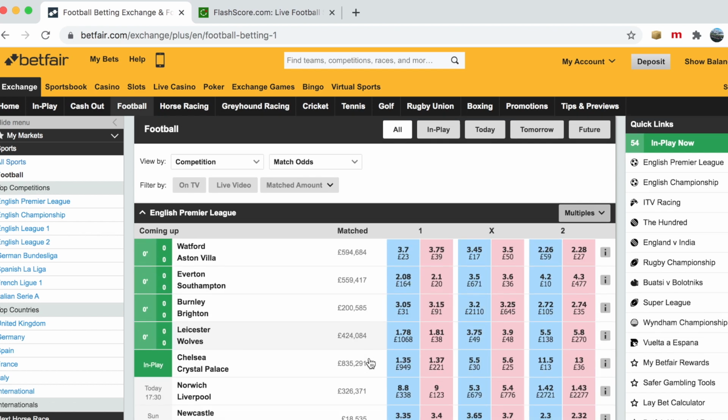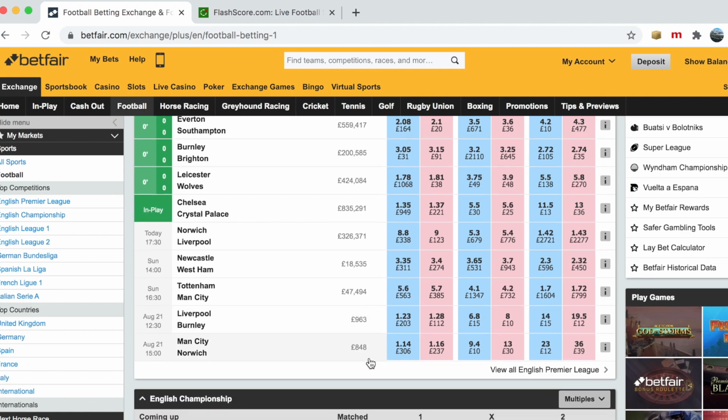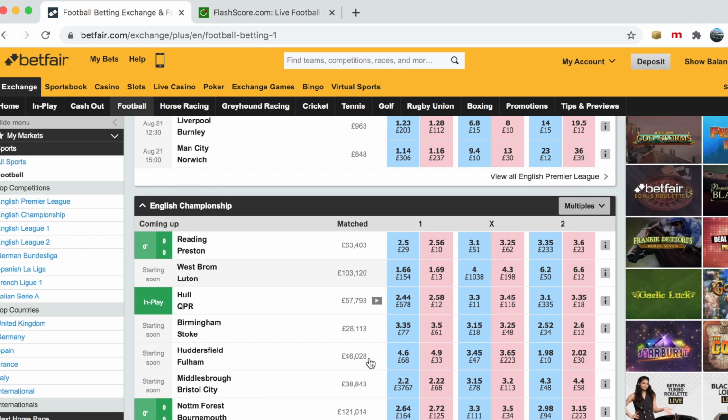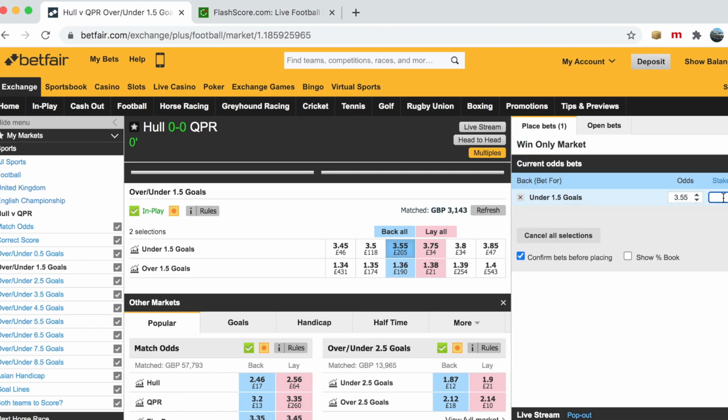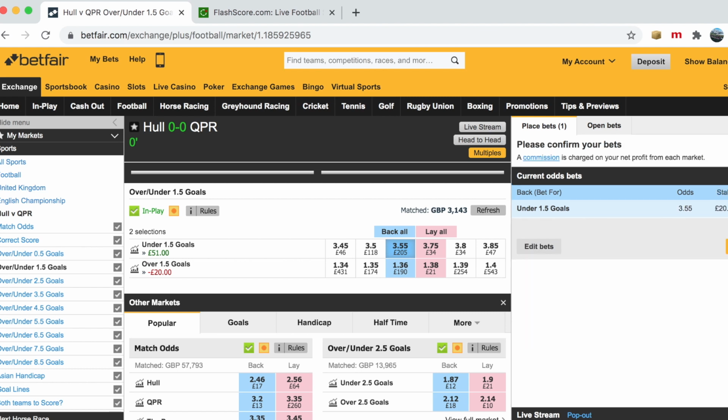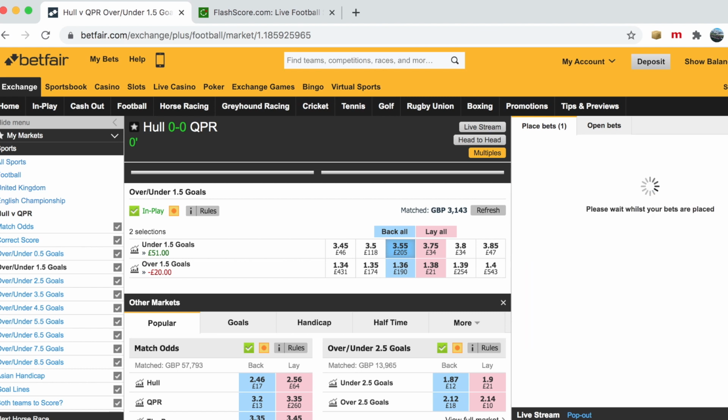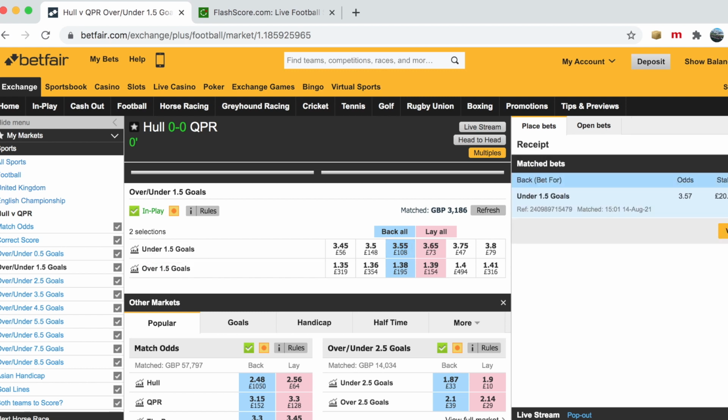Now for the under 1.5 goals market, I went for the match of Hull versus QPR, in which I ended up getting a back price of 3.57. Now for the under 3.5 goals market, my plan was to trade the Norwich-Liverpool game, but as you'll see in the following few minutes, I was having some issues with Betfair, but I don't think this was mainly due to Betfair, I think it was due to the Wi-Fi.